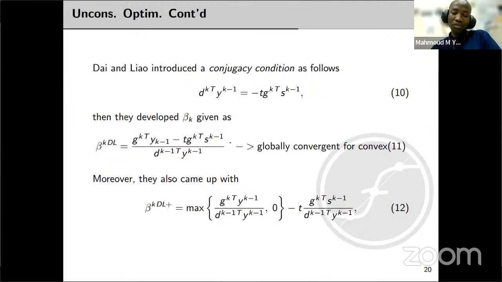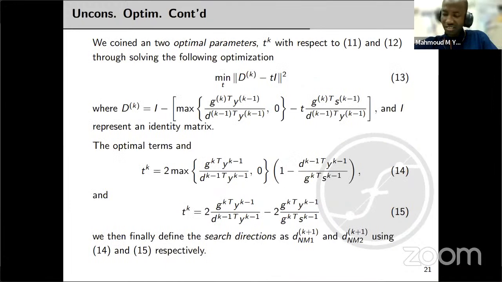So what we try to do in the formulation of this, as you can see in equations 11 and 10, there is one term that is kind of obscure. What is T? What is T? So in an attempt to find an optimal T, we did the following. We coined two optimal parameters.